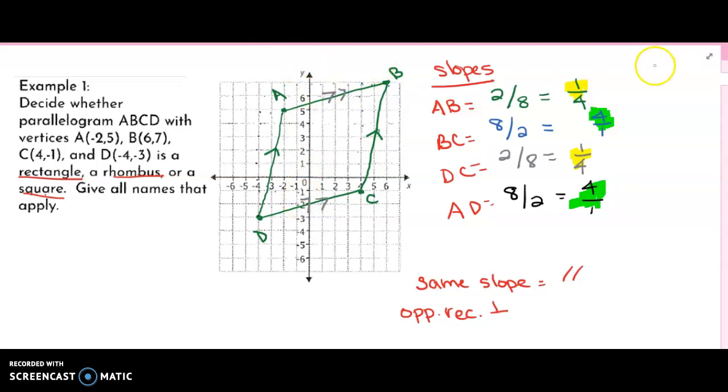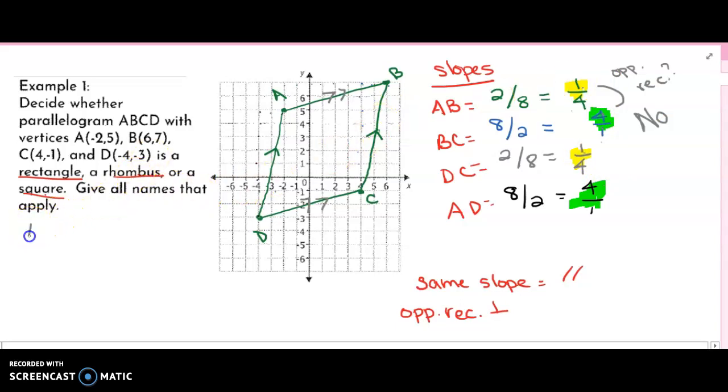Okay, now if I look at this, I'm going to ask myself, are these opposite reciprocals? Okay, if they are, then that's a 90-degree angle. If they're not, then they're not a 90-degree angle. And these are not. They're reciprocals, but they're not opposites. If one of them was a negative and one of them was a positive, then they would be opposite reciprocals, and we would talk about 90-degree angles. But notice all these are positive slopes, so none are opposite reciprocals.